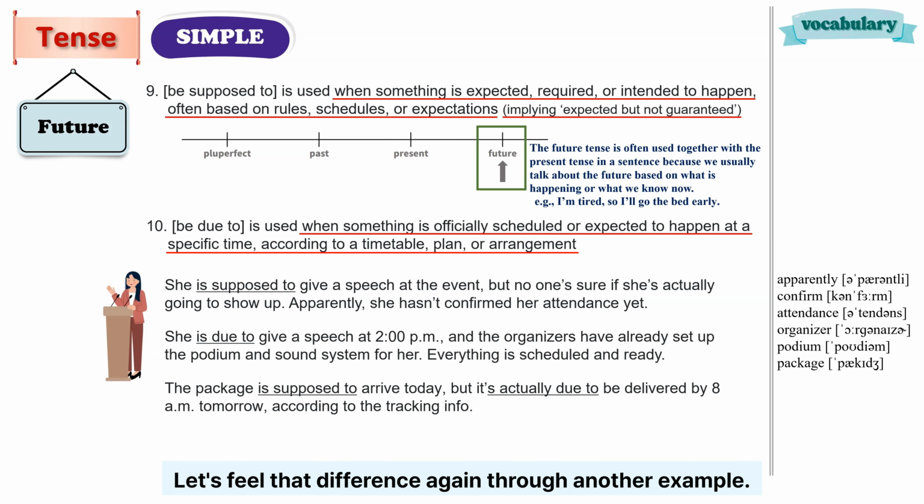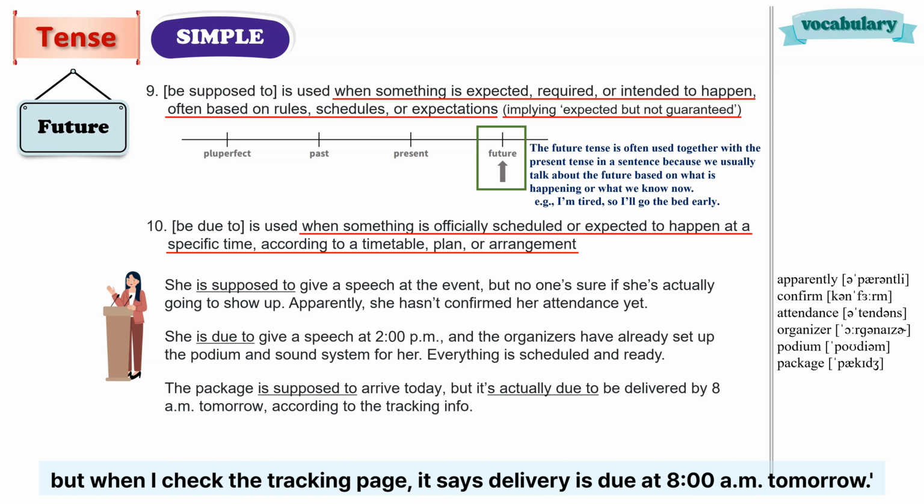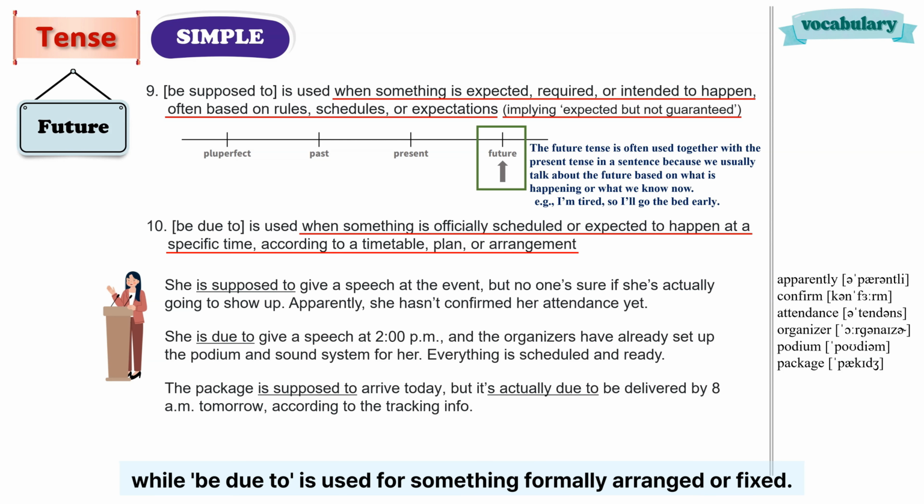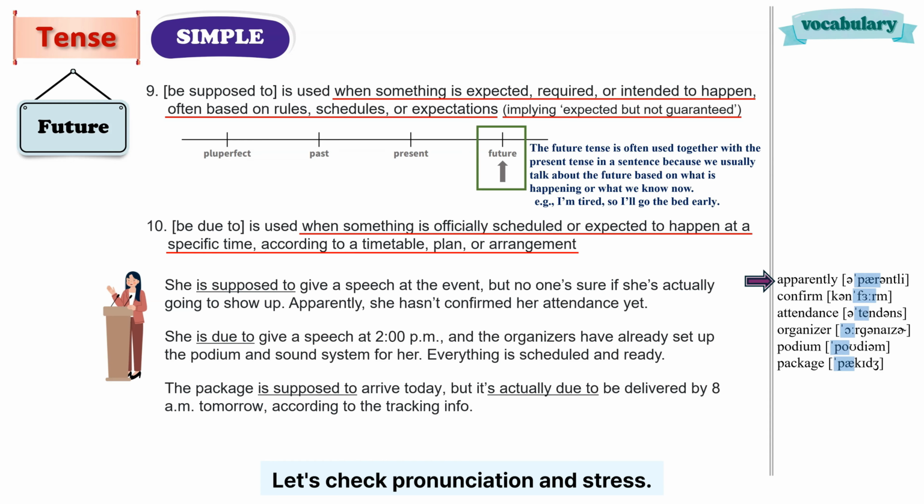Let's feel that difference again through another example. They say the package is supposed to be delivered today, but when I check the tracking page, it says delivery is due at 8 a.m. tomorrow. In short, be supposed to expresses general expectation or uncertainty, while be due to is used for something formally arranged or fixed. Let's check pronunciation and stress.